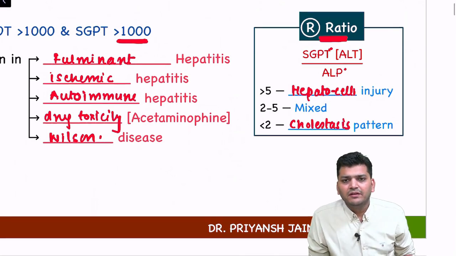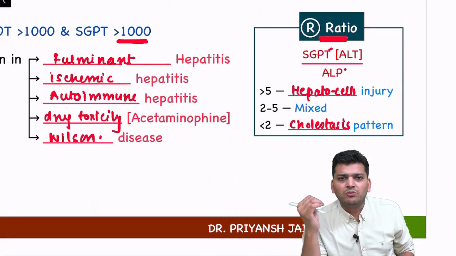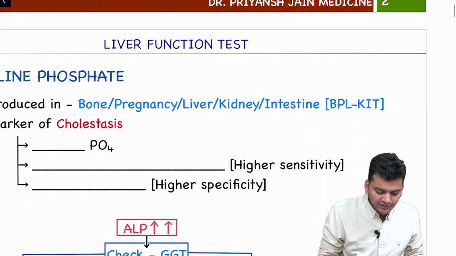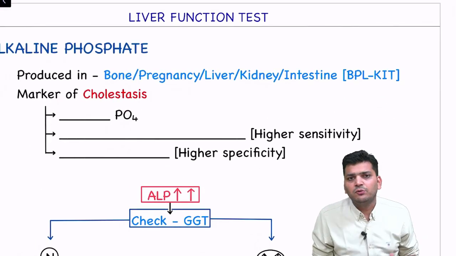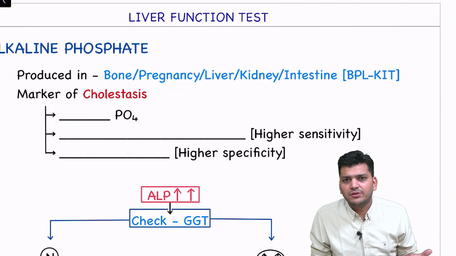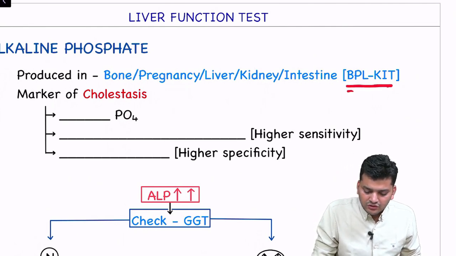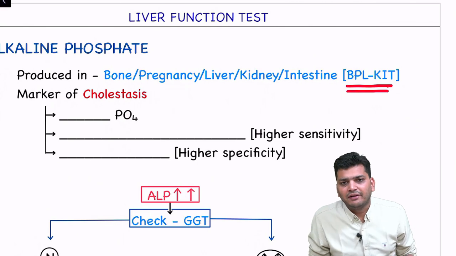Cholestasis pattern. Right, so now we have understood how to interpret the SGOT and SGPT so far. Now coming to alkaline phosphatase. I told you that it's not just produced in the liver, it is produced in several other tissues, and the mnemonic for that is BPL kit. So alkaline phosphatase is found in the BPL kit.